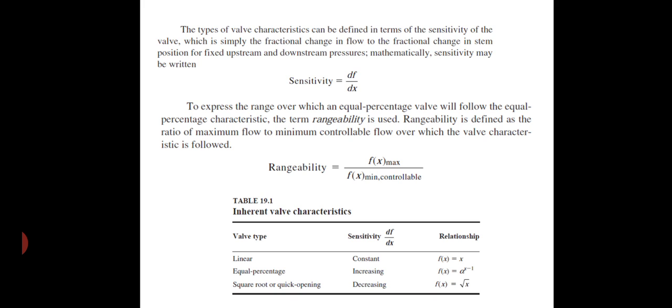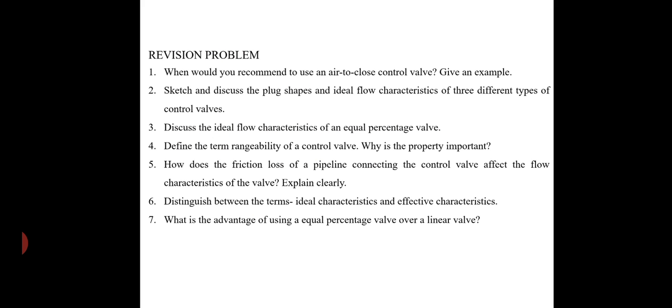We can understand it like this: to express the range over which an equal percentage valve will follow the equal percent characteristic, rangeability is defined as the ratio of maximum flow to minimum controllable flow over which the flow characteristic is followed. So these are some terms.